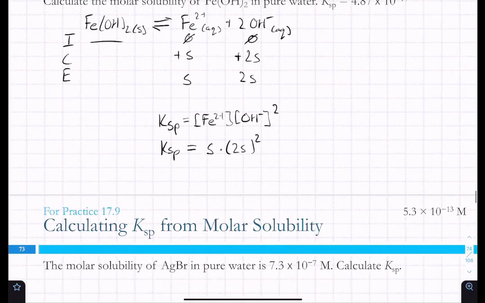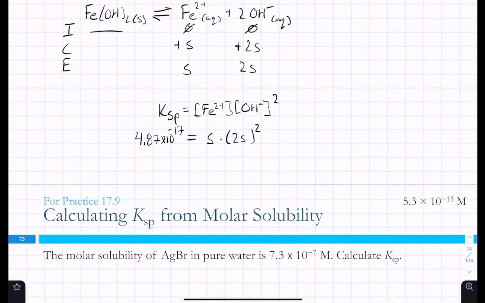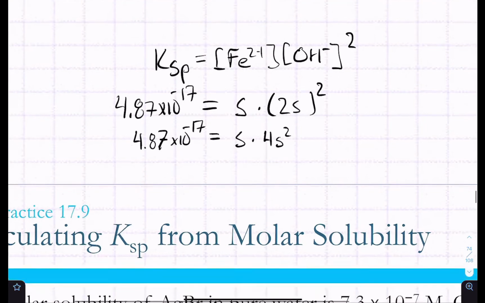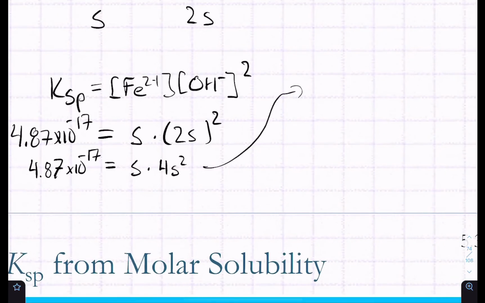I guess I could write the Ksp in now. So that's going to be, our Ksp is 4.87 times 10 to the negative 17. And then this is going to be S times 4S squared, 4.87 times 10 to the negative 17. I ran out of space, so I'm going to move this. 4S cubed.